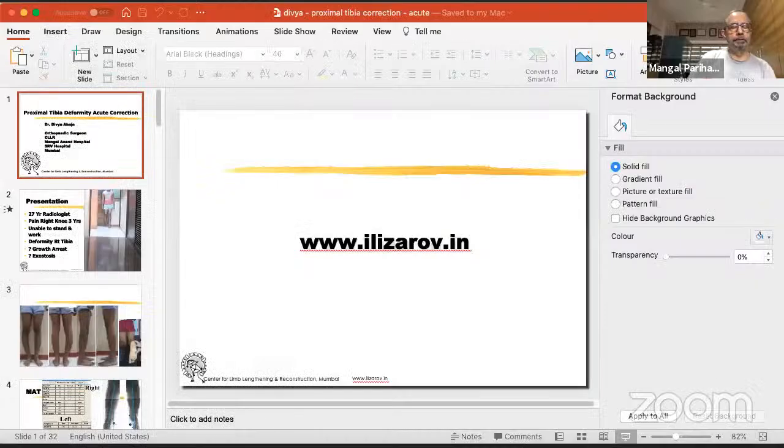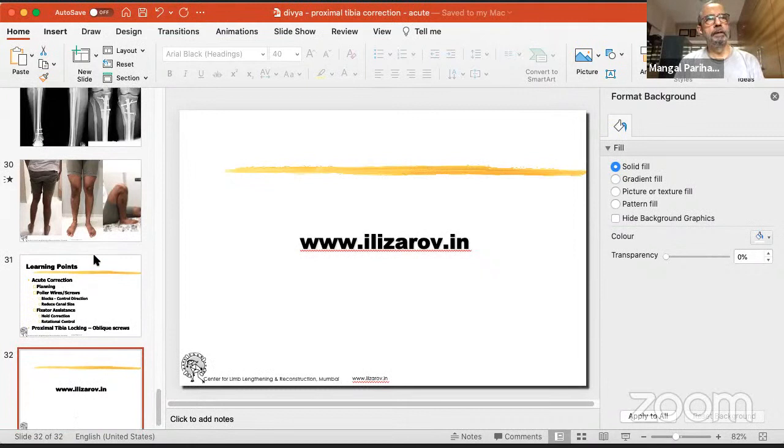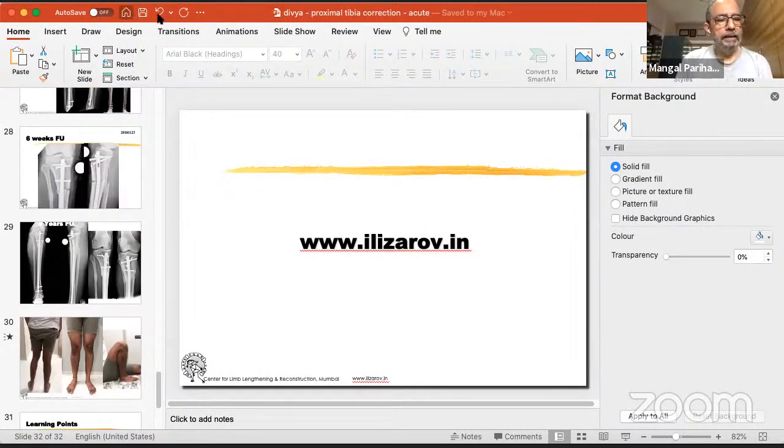Thank you, Divya. This is not exactly fixator assisted, but we had the pins in, and we used the pins to signal the correction. Proximal pin parallel to the joint, second distal pin parallel to the joint. From outside, if I can see that those pins are parallel, I know my deformity is properly corrected. If we need to go back and hold it, we can still hold it.